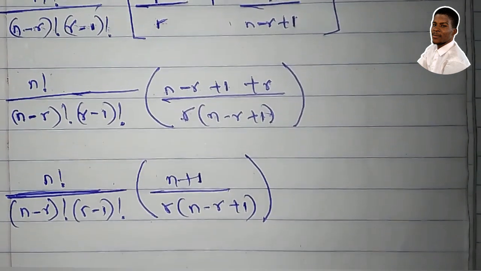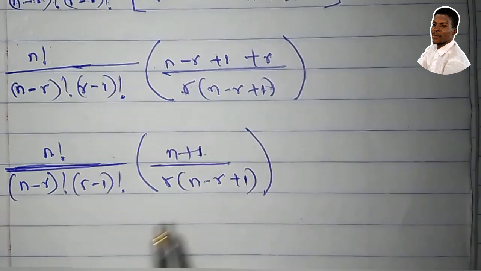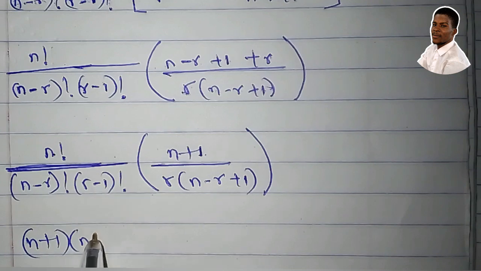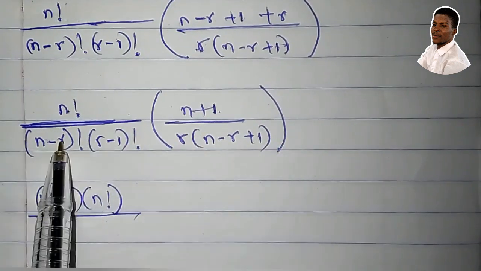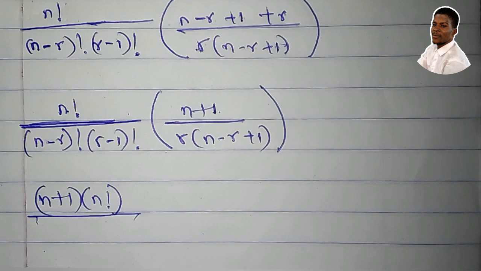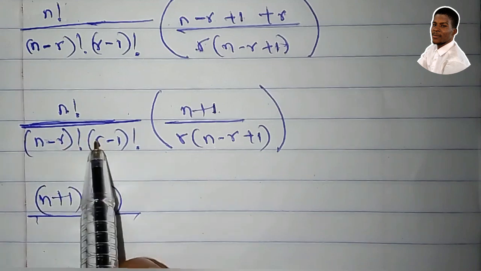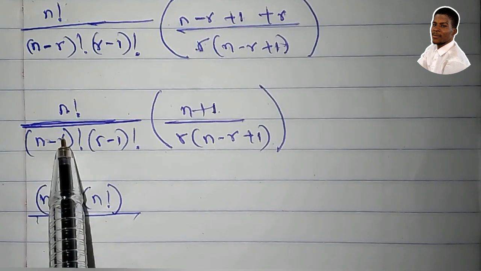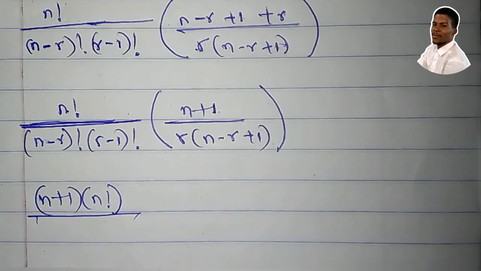Okay, so let's multiply it. n factorial times n plus 1 will give us n plus 1 times n factorial, divided by, multiply everything here. I want to write it in this particular order so that you will get it. If I multiply this denominator by this, I'll have a product of n minus r factorial, r minus 1 factorial, r, and n minus r plus 1. Okay, so this is how I want to write it.